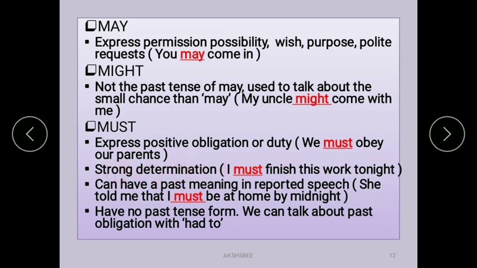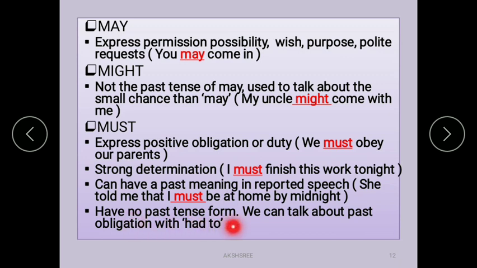Strong determination: I must finish this work tonight. It is a strong determination. Must can have a past meaning in reported speech. That is, she told me that I must be at home by midnight.